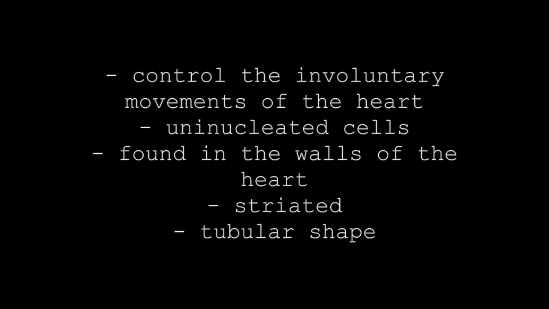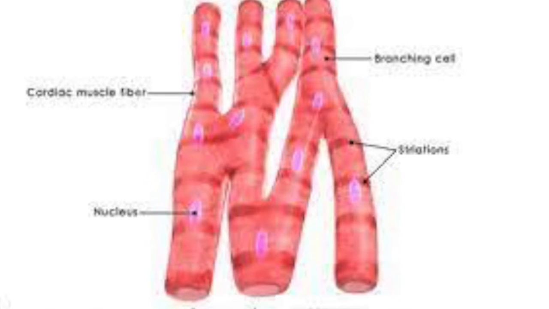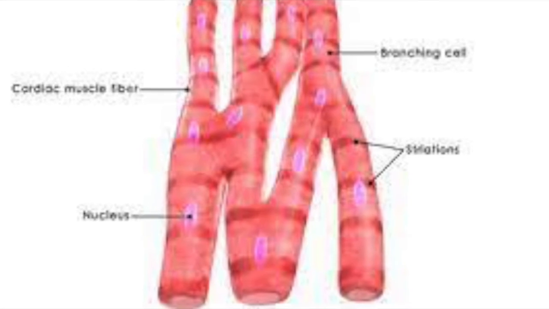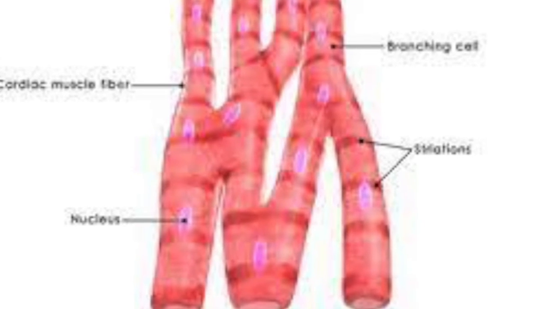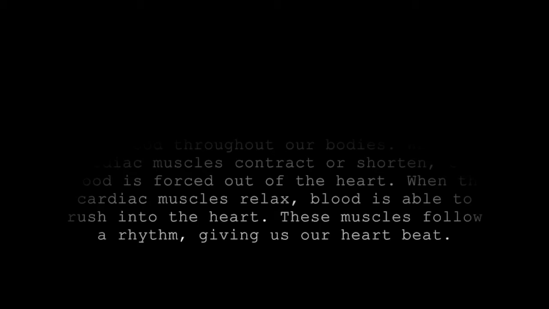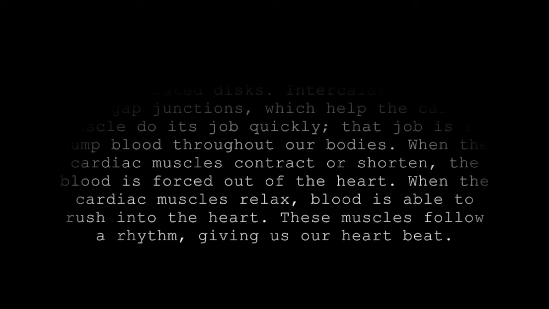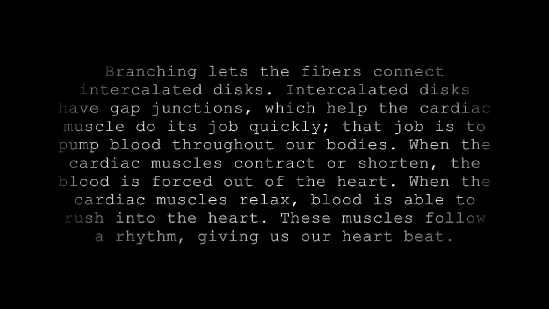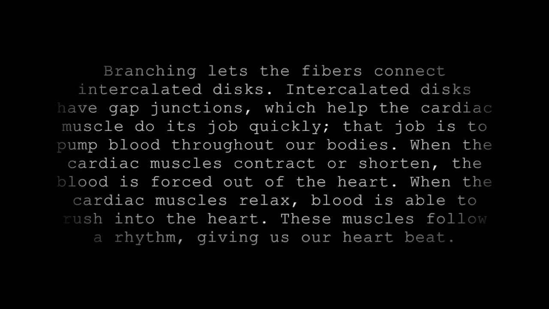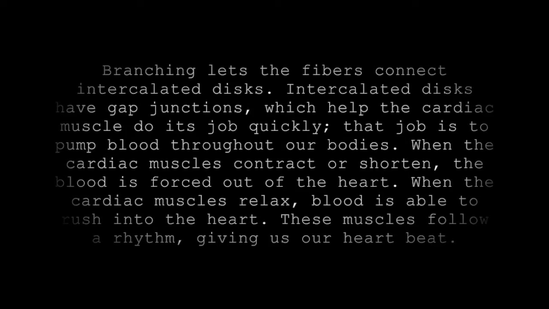Cardiac muscle fibers are uninucleated cells like the smooth muscle and can be found in the walls of the heart. They are striated, having light and dark bands, and have a tubular shape. Cardiac muscle fibers have branching, which lets the fibers connect to intercalated discs. Intercalated discs have gap junctions, which help the cardiac muscles do its job quickly. That job is to pump blood throughout our bodies.